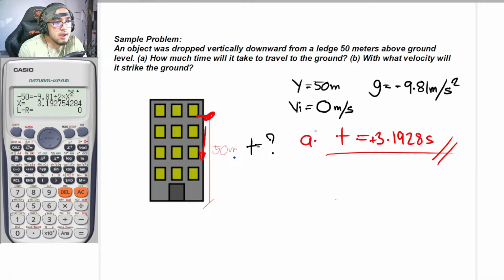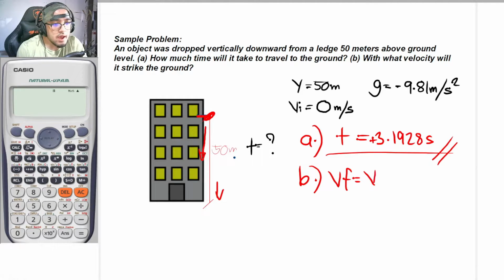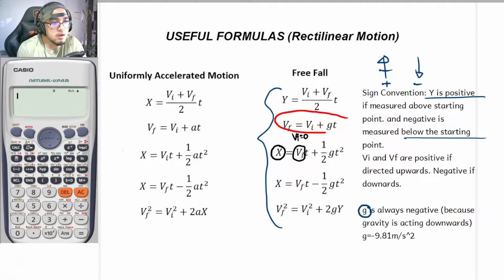So this is for letter A. But what about letter B? For letter B, with what velocity will it strike the ground? Okay, so your VF is basically your VI, or your initial velocity, plus the acceleration due to gravity times time. If you would now be going back to your formula, it is basically this one. And if you do not want to make use of that one, you can also make use of this particular equation here. However, in my previous number, I have already solved for this time here, so I would just be making use of this. But if you would be making use of this and this, your answer should be the same.